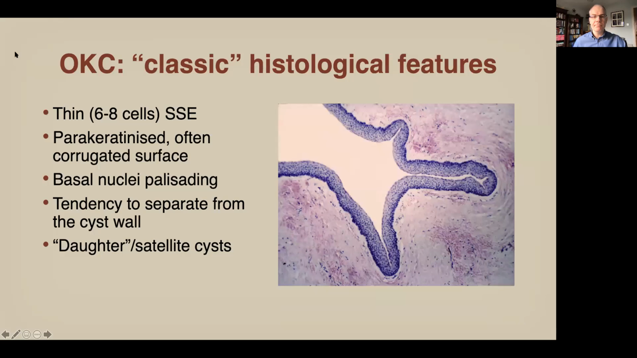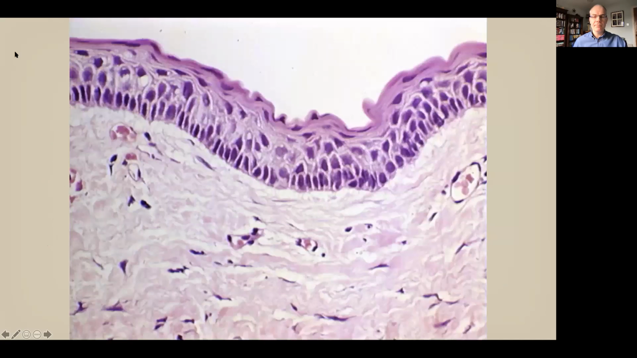It has a classic histological appearance of this thin, stratified squamous epithelium, a parakeratinized surface, and basal cell palisading. The lining tends to be fragile, very easily separated from the connective tissue wall, and in some cases there will be proliferations within the connective tissue wall, which we refer to as daughter or satellite cysts. Here's a higher power again of the characteristic features of the lining of an odontogenic keratocyst: the parakeratinized corrugated surface and the basal cell palisading.